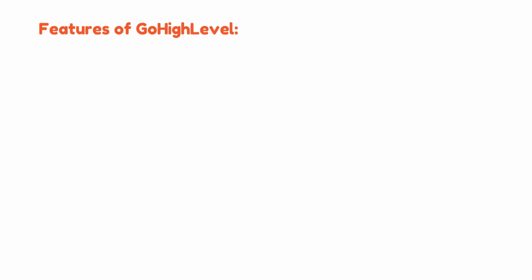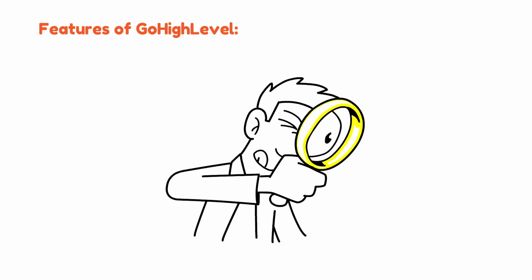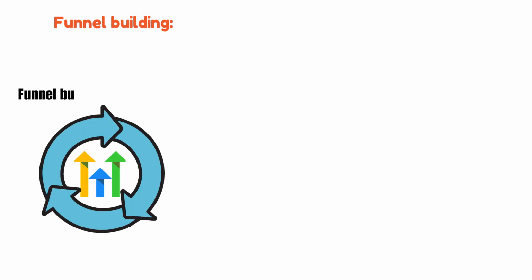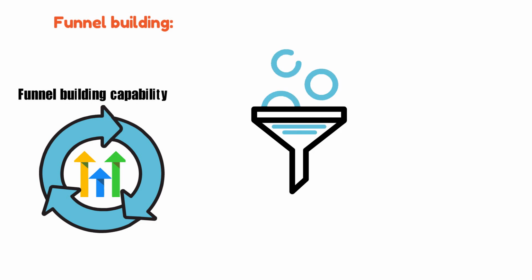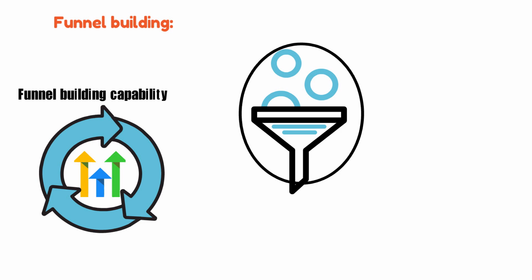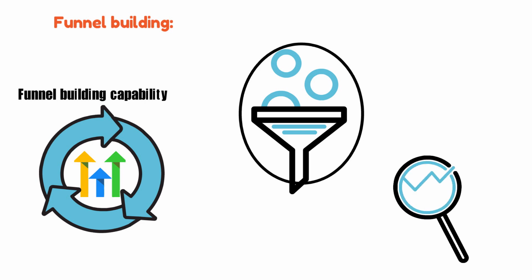Features of GoHighLevel. Let's take a closer look at some of the key features of GoHighLevel. Funnel building. One of the most powerful features of GoHighLevel is its funnel building capability. With GoHighLevel, you can create high-converting sales funnels quickly and easily using a drag-and-drop interface. You can choose from a range of templates or create your own custom funnels. The platform allows you to add multiple steps to your funnels, such as opt-in forms, upsells, and downsells, and track the performance of each step.